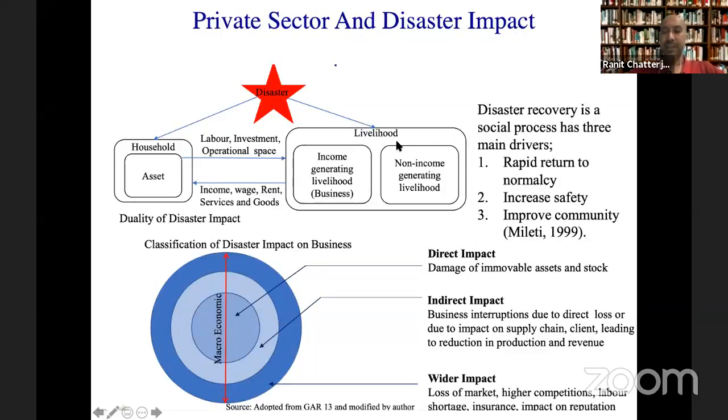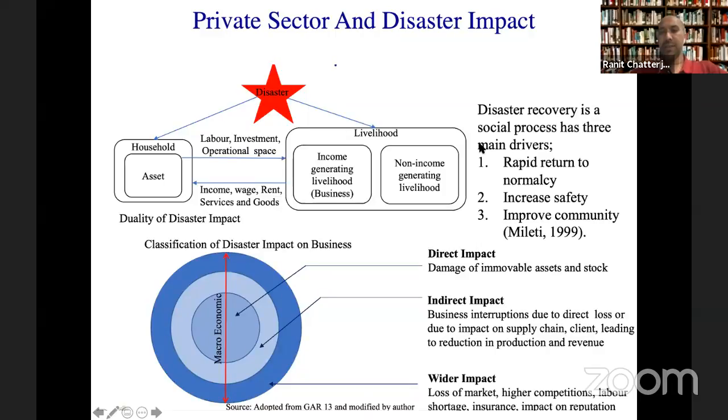Livelihood is of two types. One is income generating, which is business, and then the non-income generating, which is, say, subsistence farming. Both of them get affected, and these are connected through labor, investments for operational spaces, and also income, wage, rent. So this connection is very important, and disaster has this dual impact on both. It is not just the business which is getting affected, but also the household and this whole circle.